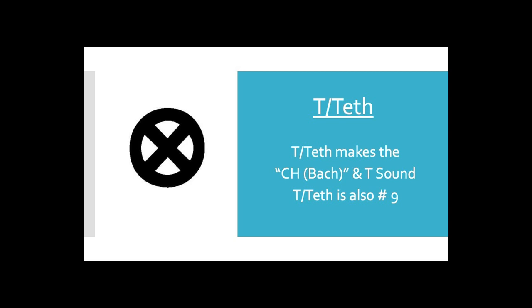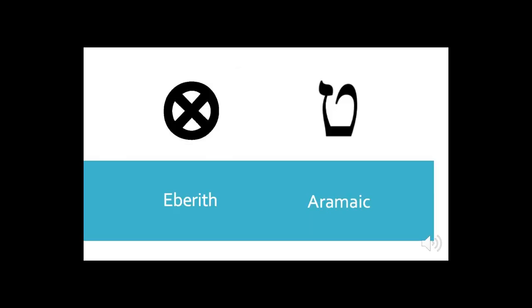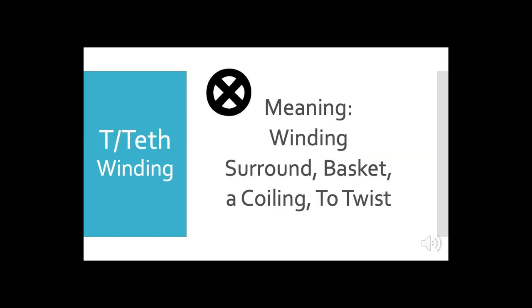When you look at the letter, it's circular with an X through it, and it has been assigned a numerical value of 9. Here's the slide that shows you the difference between the Eberith and the modern Hebrew symbol for the letter Tet. Now the letter Tet has additional meanings. So our main meaning is winding, but it's also known as surround, basket, snake, to twist, a coiling. So all of those meanings do kind of go with the word winding around a basket.